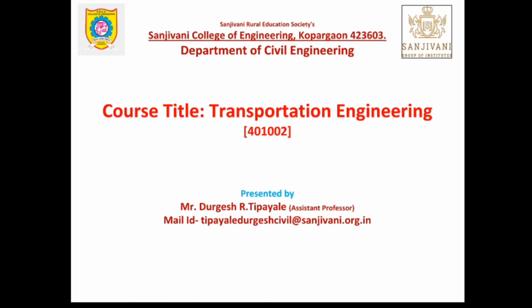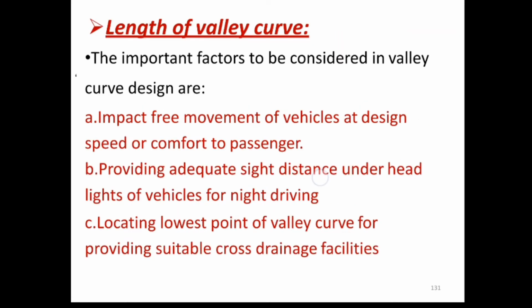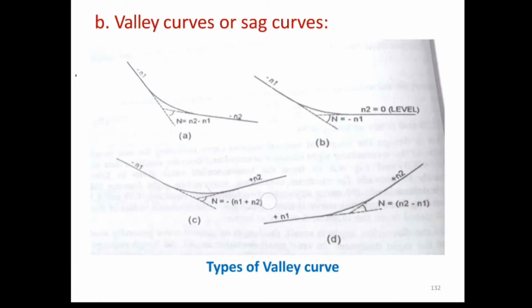In this session, we shall discuss the valley curves. The valley curves are formed in any one of the cases illustrated in this figure. In all these cases, the maximum possible deviation angle is obtained when the descending gradient meets with an ascending gradient. There is no problem of restriction to the sight distance in the valley curves during the daylight.